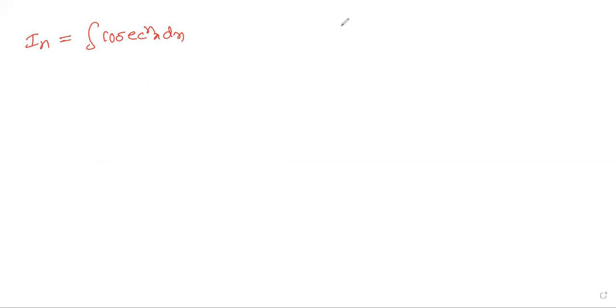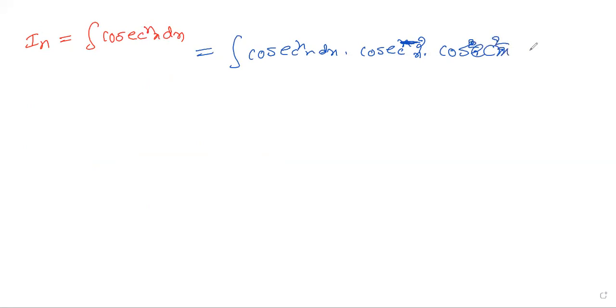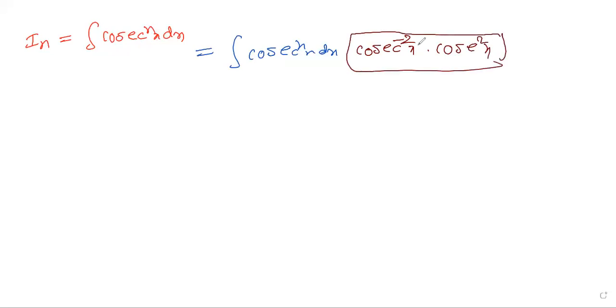Step number one: in the average cases, we need to do some extra work. For cosecant power nx dx, I am going to add cosecant power n minus 2 x and cosecant square x, so cosecant square x dx is already available. This is the extra step: you need to add the term cosecant power n minus 2 x and cosecant square x. The rest of the answer will remain the same. This is step number one.